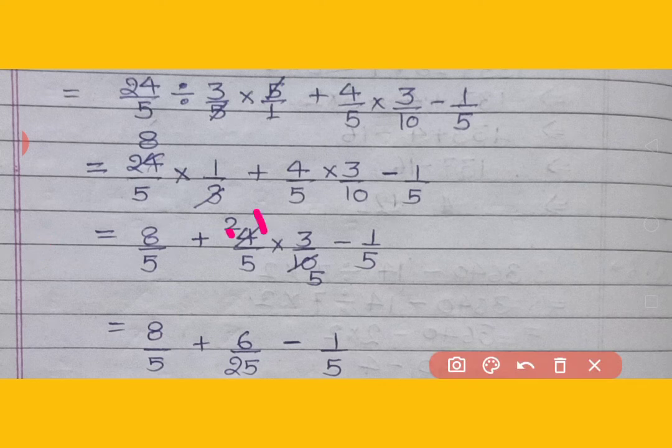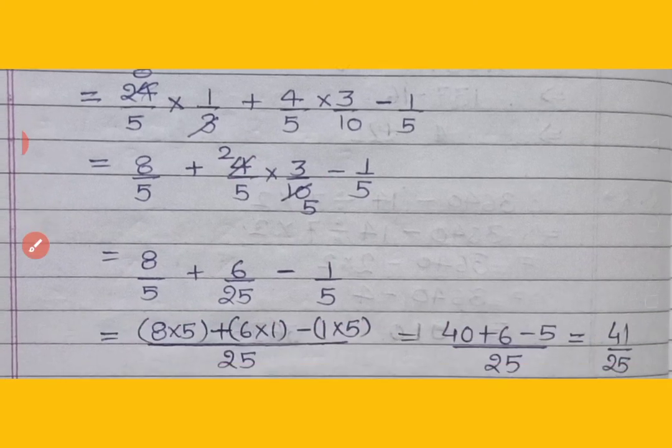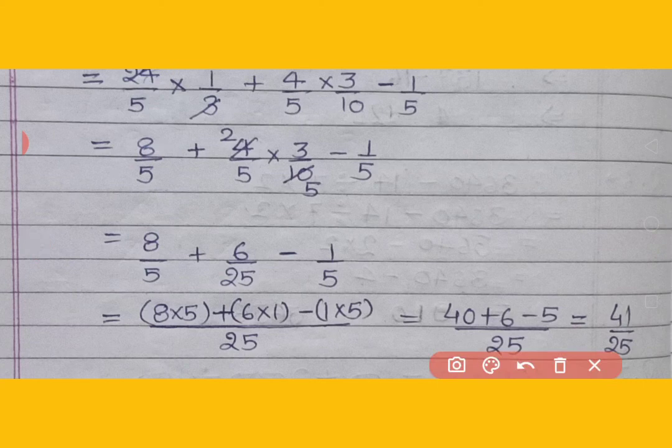Both numbers 4 and 10 are divisible by 2. So 2 2s are 4, 2 5s are 10. So here it remains 6 upon 25, because 3 2s are 6 and 5 5s are 25. So remaining here is 8 by 5 plus 6 by 25 minus 1 upon 5.